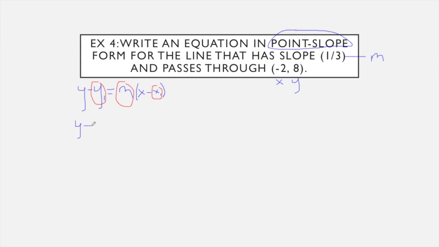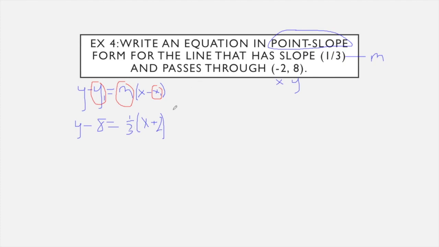So we know y minus 8 is equal to 1/3 times the quantity x minus a negative 2. Instead of writing minus and negative, I'm just going to put plus 2 because that's the same thing. Okay, so y minus 8 equals 1/3 times the quantity x plus 2. Now this is perfectly done. This is point-slope form. There's nothing else we want to do here. We don't want to distribute this. We don't want to simplify. We want to leave it just like this so we can see the point and the slope.